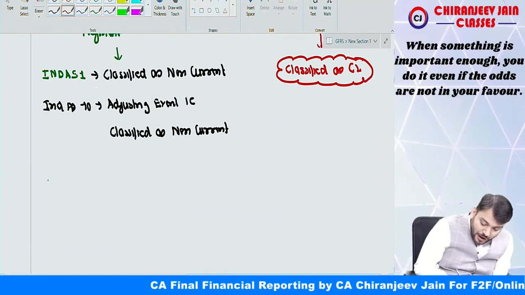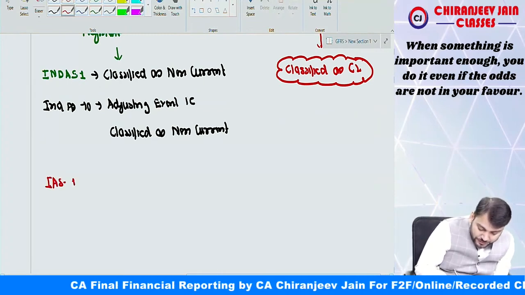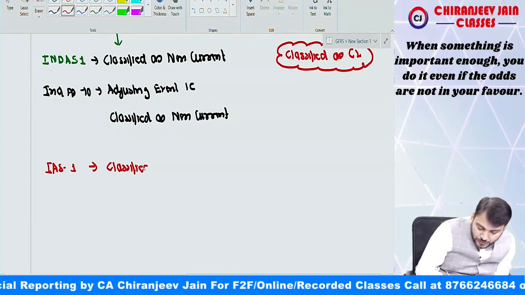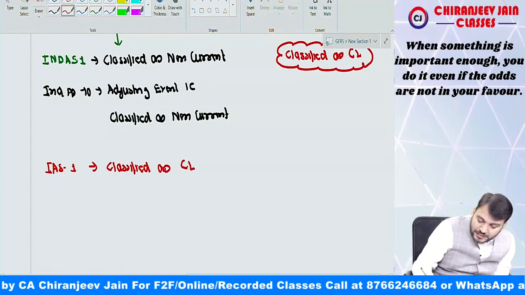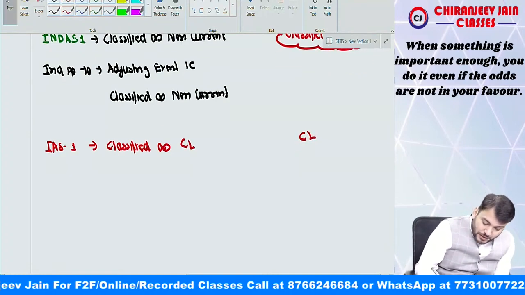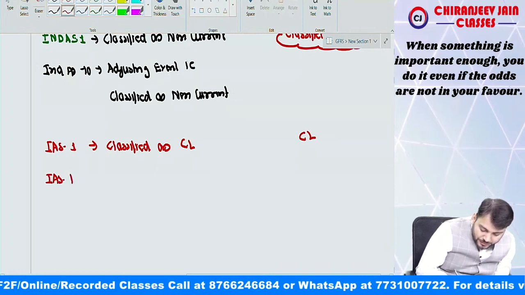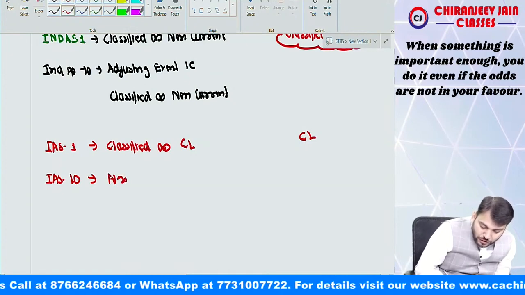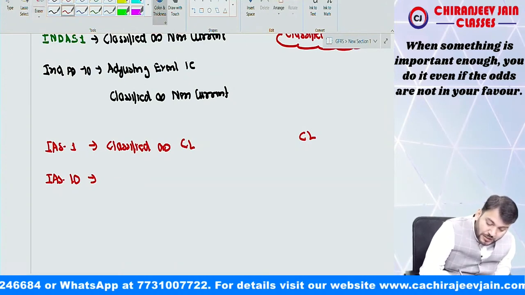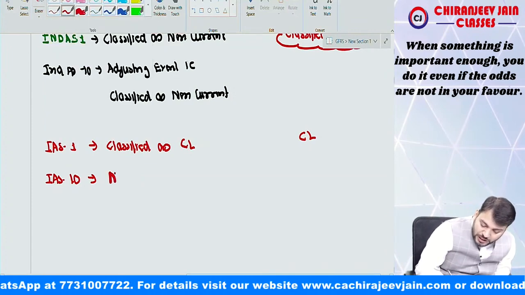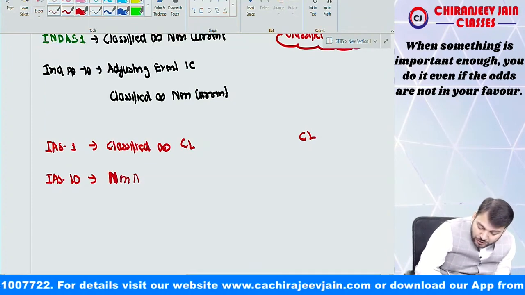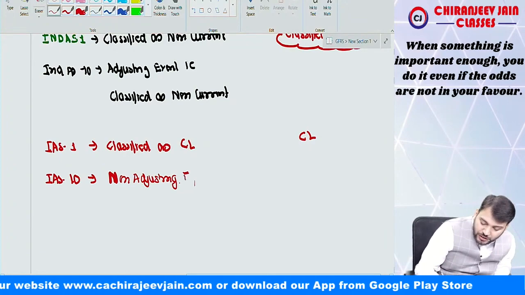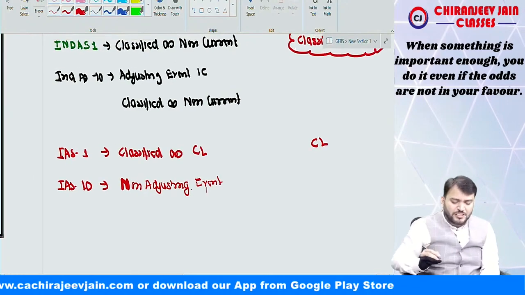Now what IAS 10 and IAS 1 say: IAS 1 says it will be classified as current liability in this case also. And under IAS 10 they have said it is a non-adjusting event. I hope you have understood this point. This is the carve out. Have you understood this point? Yes sir, we have understood. Non-adjusting event. Only this much you need to understand.